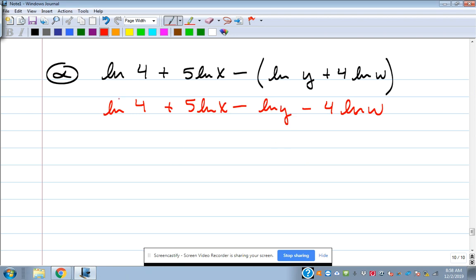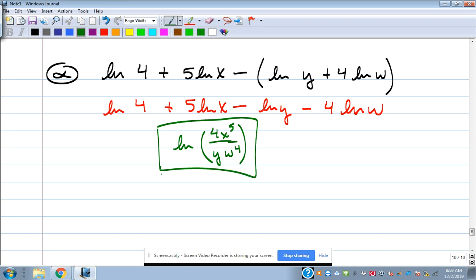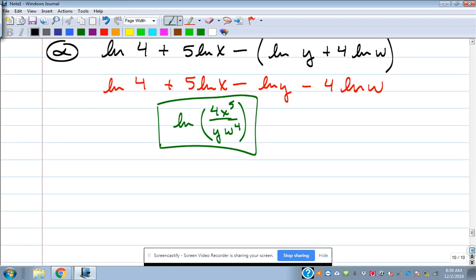So now maybe we understand that that's happening. That gives us a little definition into what goes up top and what goes in the bottom. 4x to the 5th on top. The bottom, y w to the 4th. That's it. Again, positive things go to the top. Things with a minus sign go to the bottom. When you're condensing, if you remember that, that's going to get you in the right direction pretty well every time. Last one.